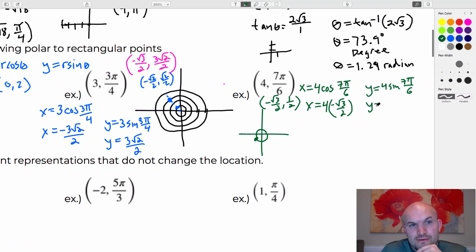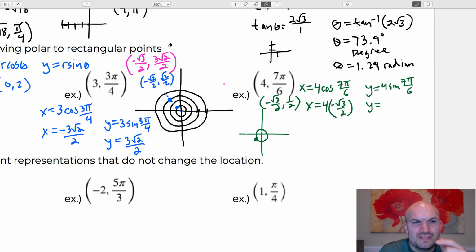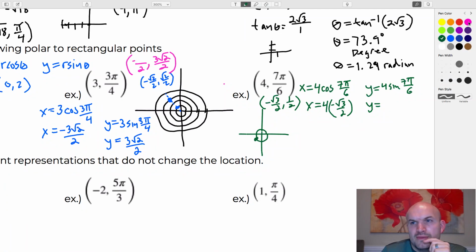And then the y. Oh, did I make a mistake? Oh, wait. I wrote that wrong. I've got to fix that answer. I was like, something doesn't seem right. That was a -3 square root of 2.